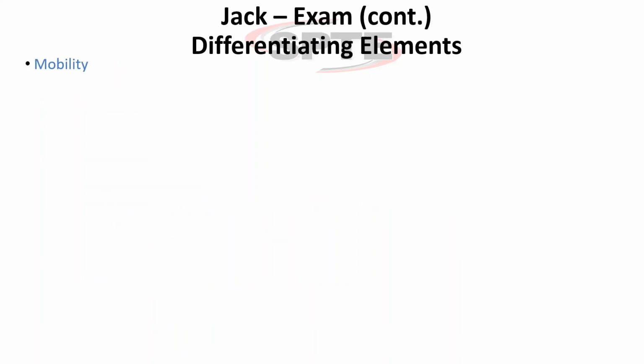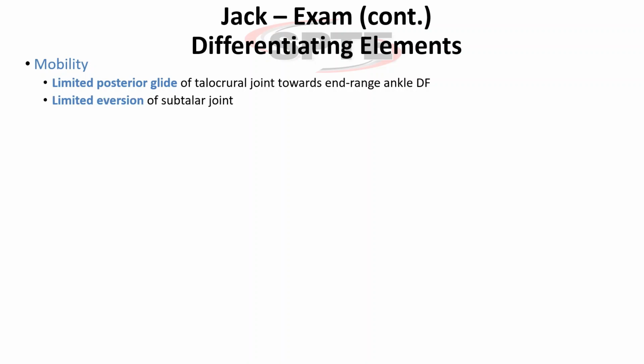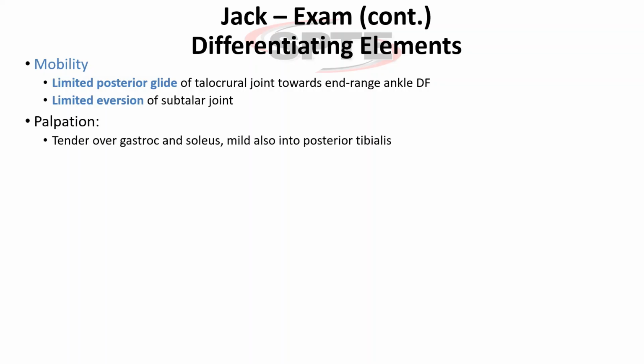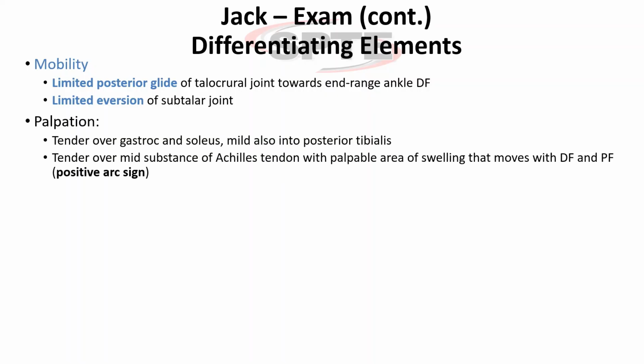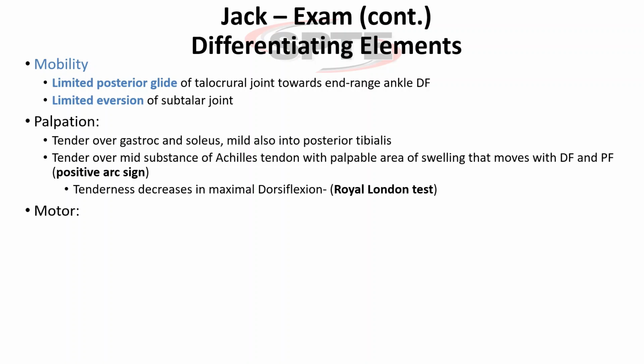Further testing, looking at mobility, posterior glide was a little bit limited at the talocrural joint. As we had mentioned, eversion was limited, especially at that subtalar joint. Upon palpation, he was tender across the gastrocsoleus, mild into the posterior tibialis, behind that shin. Was tender over the mid-substance of the Achilles tendon with a palpable area of swelling that moved with dorsiflexion and plantar flexion, consistent with that positive arc sign. And then tenderness decreased in maximal dorsiflexion, which is the Royal London test. So some of those special tests we had talked about.